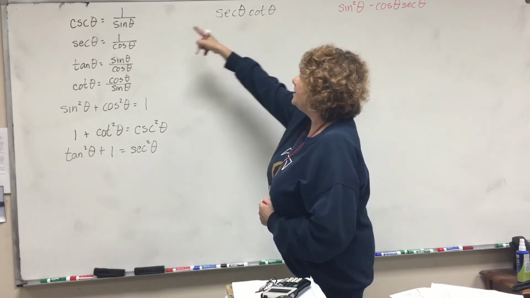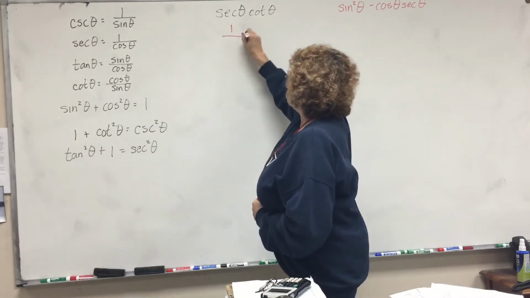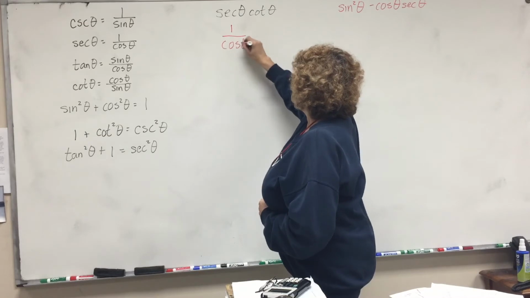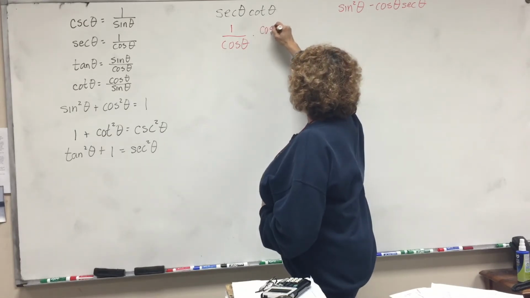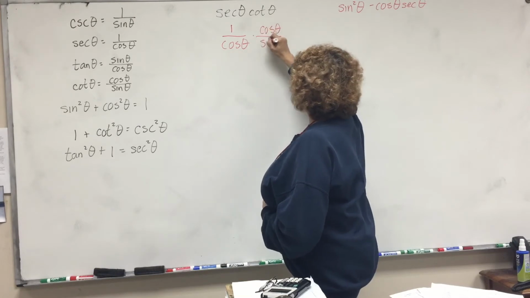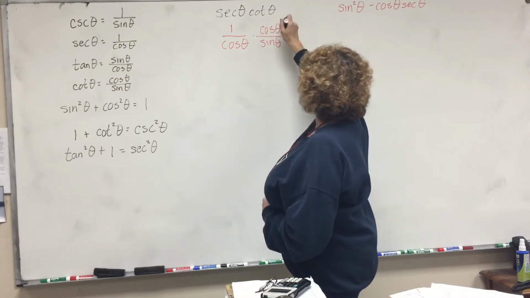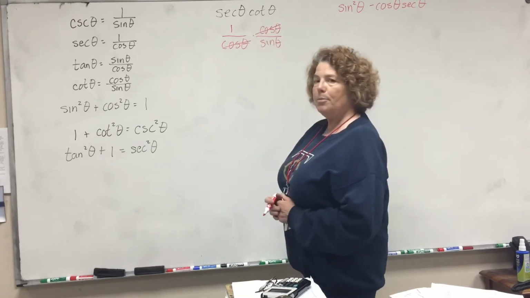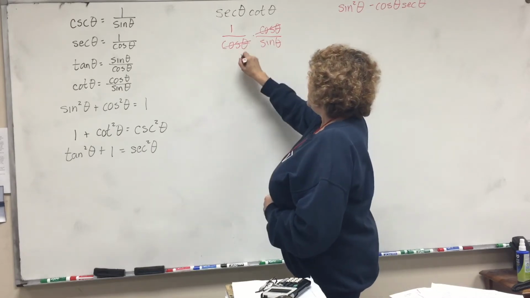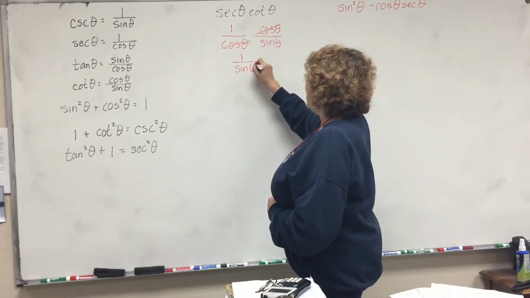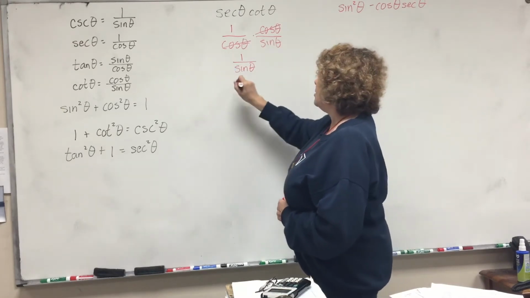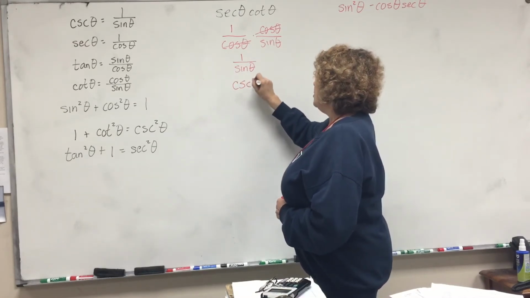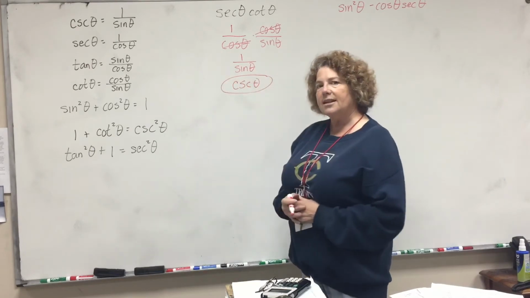So secant is 1 over the cosine times cotangent, which is cosine over the sine. And look, you can cancel top and bottom because it's being multiplied, and you end up with 1 over the sine. Well, that's not simple. 1 over the sine is the cosecant. So your answer will just be cosecant of theta.